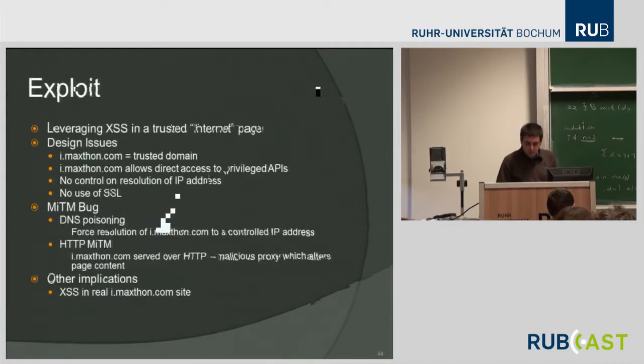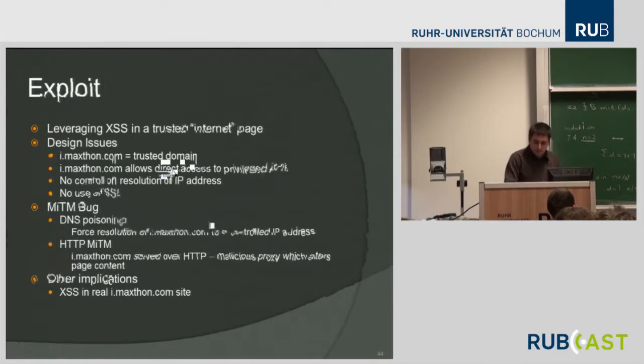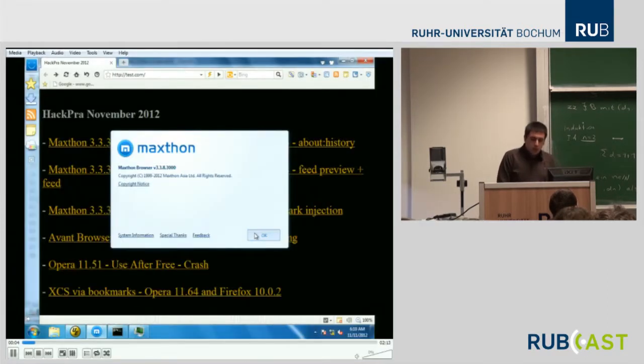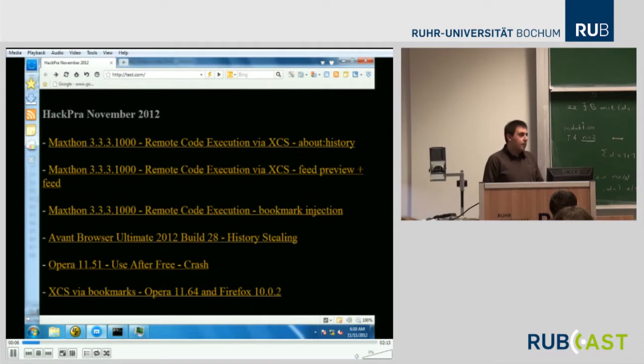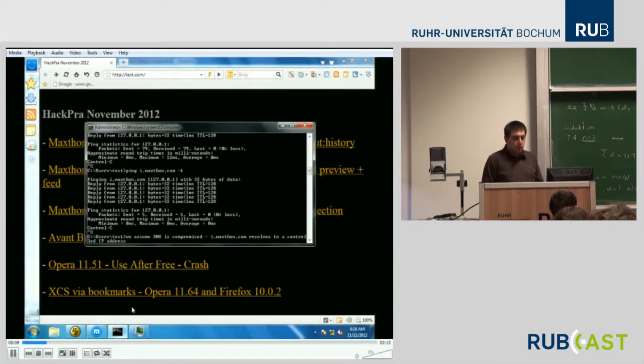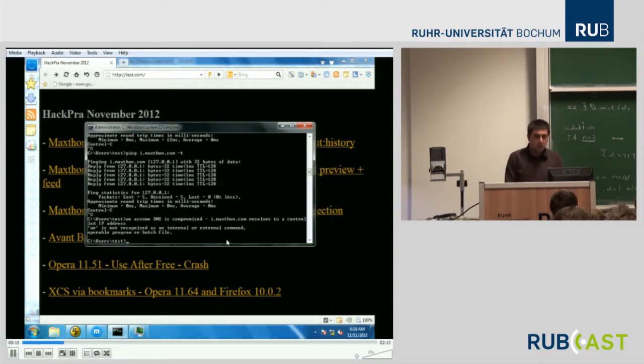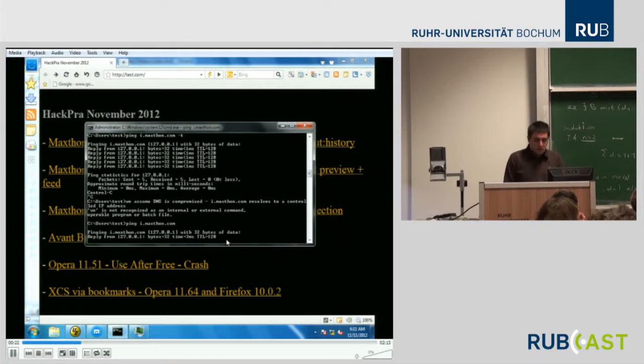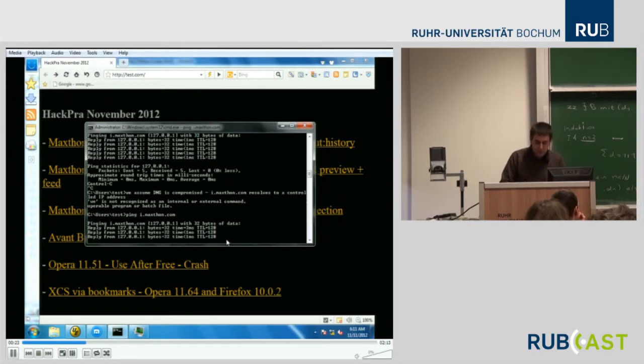on this part. This is the previous version. And here, I suppose that the imaxthon.com domain has been compromised, DNS has been compromised, or someone is using an insecure Wi-Fi, and imaxthon.com points to another IP address. In this case, it's pointing to my localhost machine.